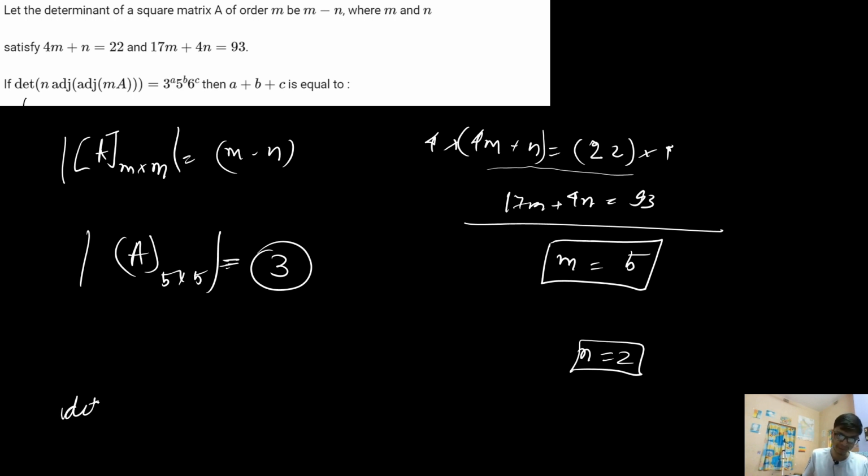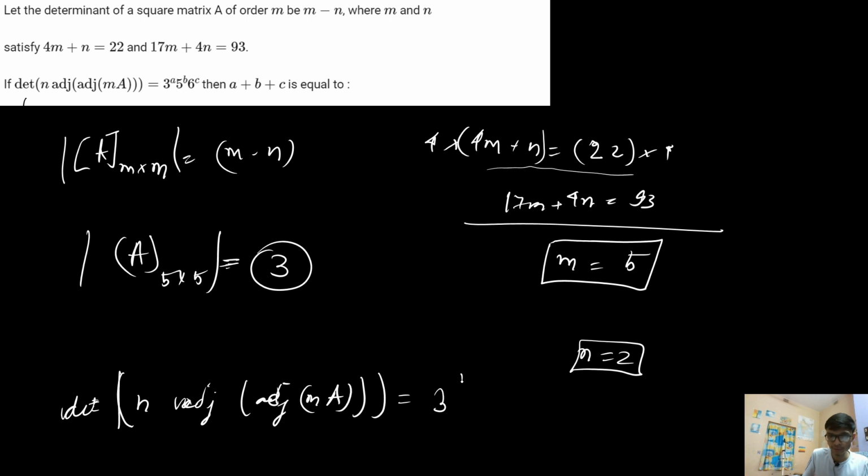Now the question asks me to calculate the determinant value of n into adjoint of m times A, and this value is equal to 3 to the power a, 5 to the power b and 6 to the power c. Now 6 to the power c, this is not a prime number, but here there is a chance of making mistakes. That's why the examiner who is making this question makes it in such a fashion that you will make a mistake. You will write the answer in terms of prime factors and then calculate the summation and get the wrong result. So I hope you will take care of this.